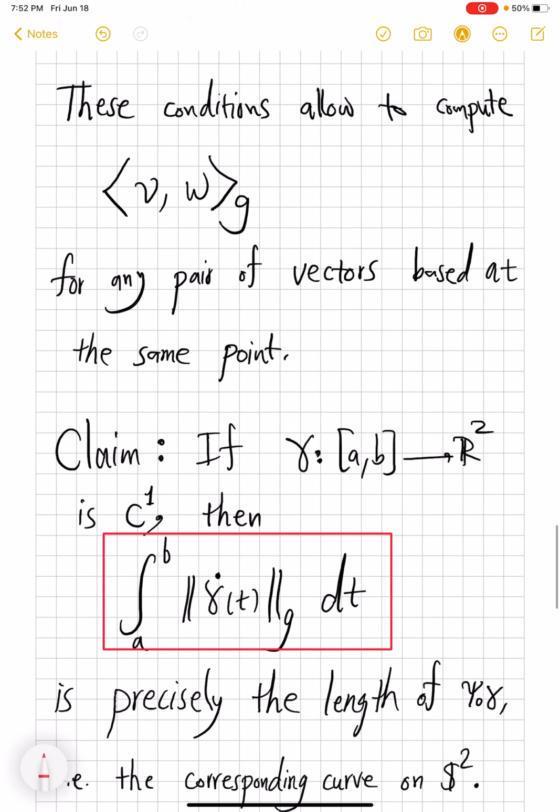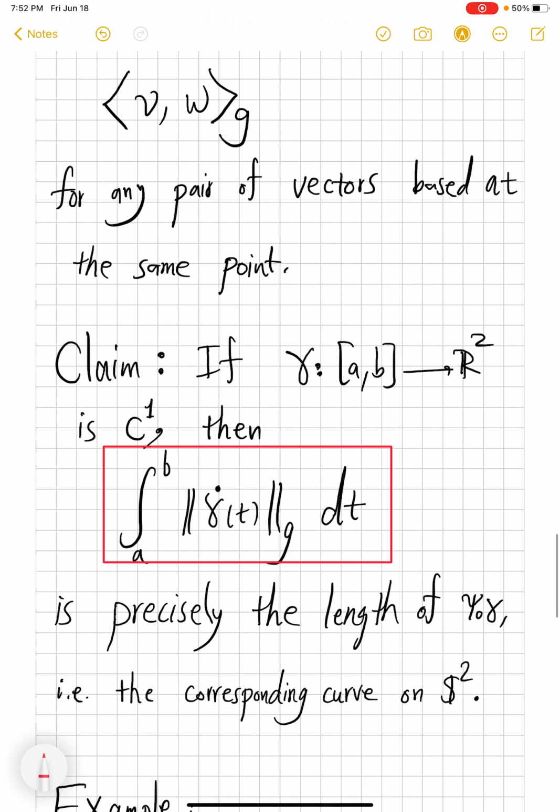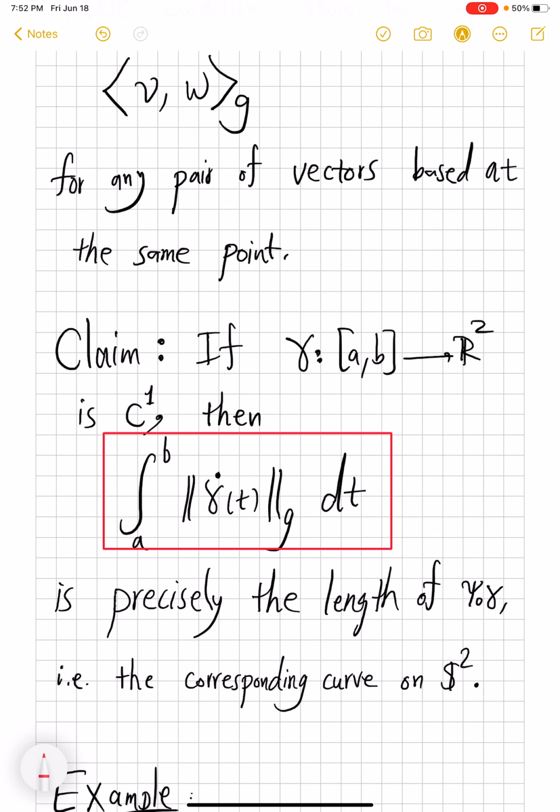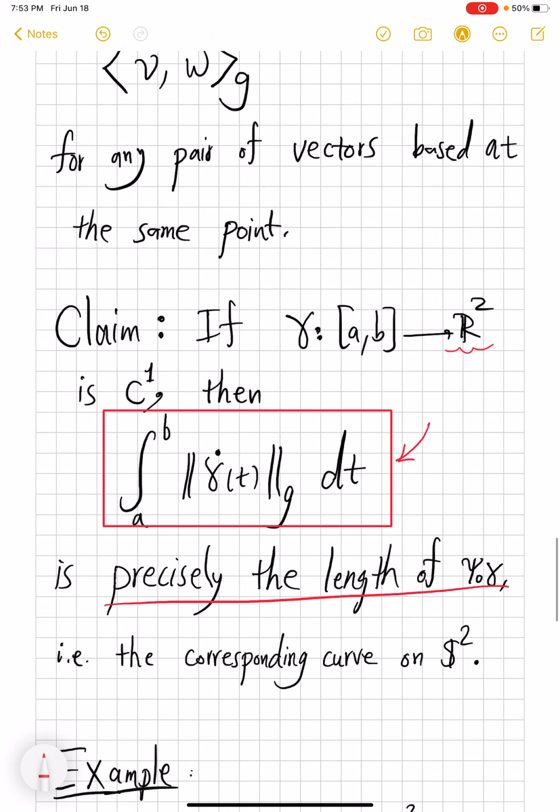So the claim is that if you calculate the length of a vector in R2 using this formula instead of the usual Euclidean one, you will end up with precisely the length of the corresponding curve on the sphere. And that is what we wanted.